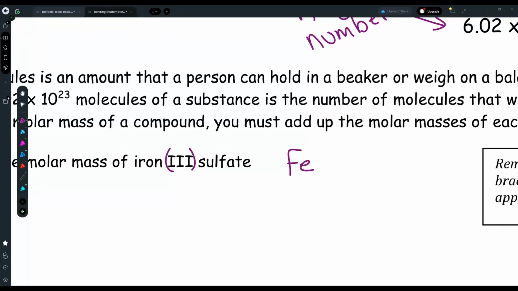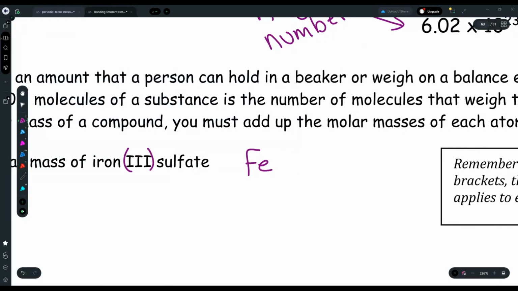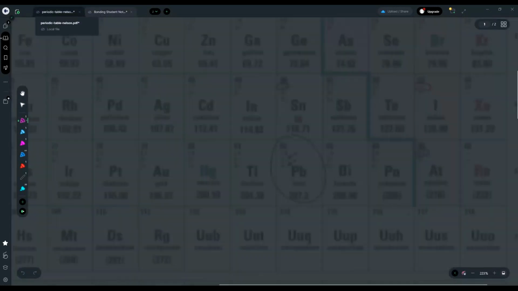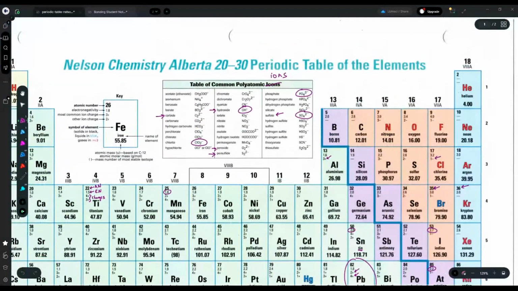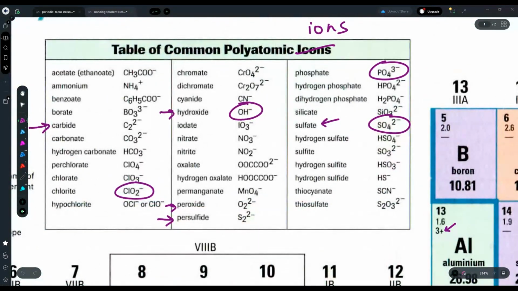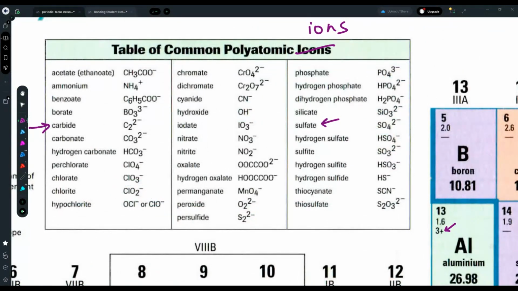So the first thing you need to do to figure out molar mass is figure out what is the chemical formula for the substance. So iron, and it has a 3+ charge. And then sulfate is SO4. Sulfate, because it ends in ATE, is one of our polyatomic ions that you can find in your list of polyatomic ions. So where you would find it is right here.